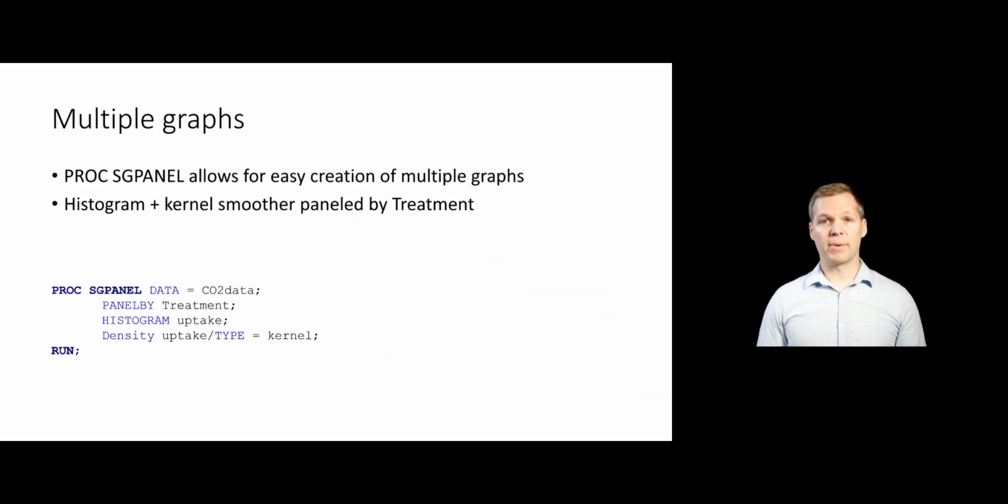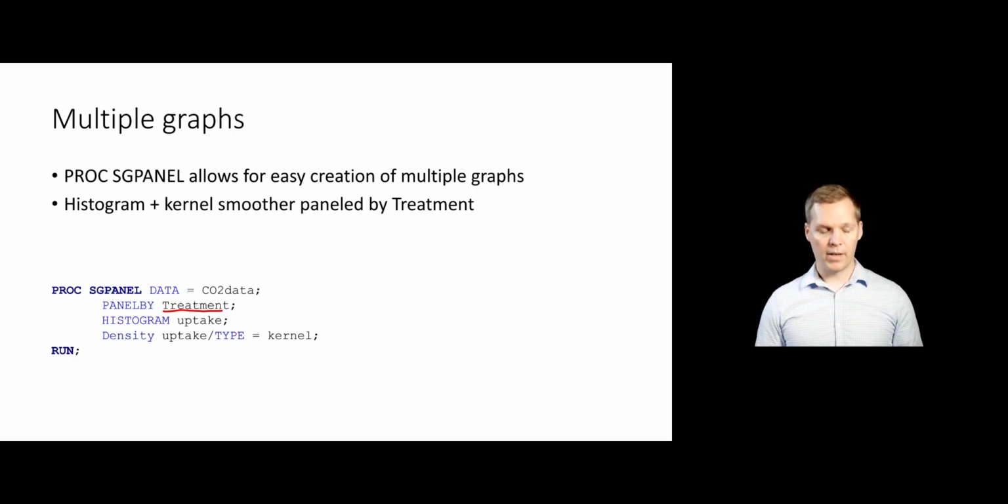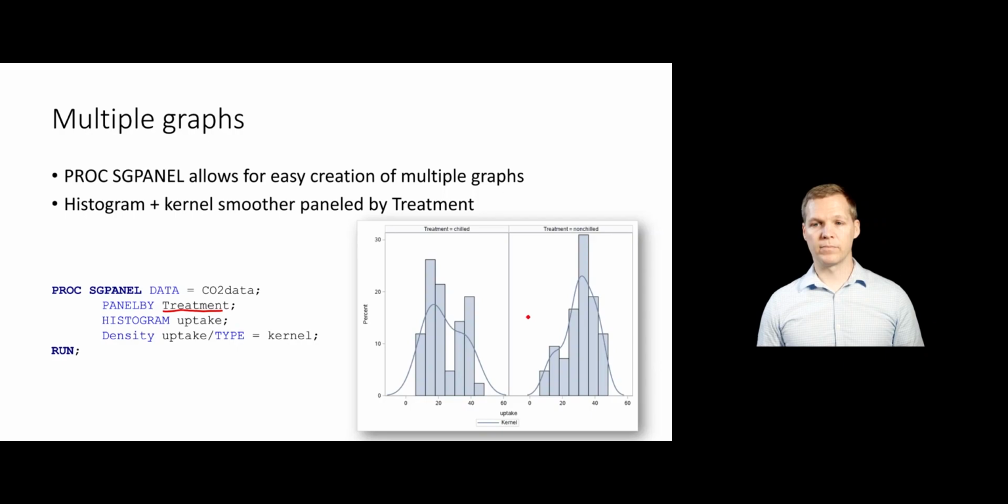All right, we also talked about doing multiple graphs of the same type across the categorical variable. And so remember, basically whatever you do in PROC SGPLOT, if you want to do that same plot over and over again, you can just take that code, bring it into PROC SGPANEL, and specify a panel by variable to get that same plot over and over again. And what we're going to do here is panel by that treatment variable instead of having that in my plots. And I'm going to do a histogram of uptake and a density plot of uptake overlaid.